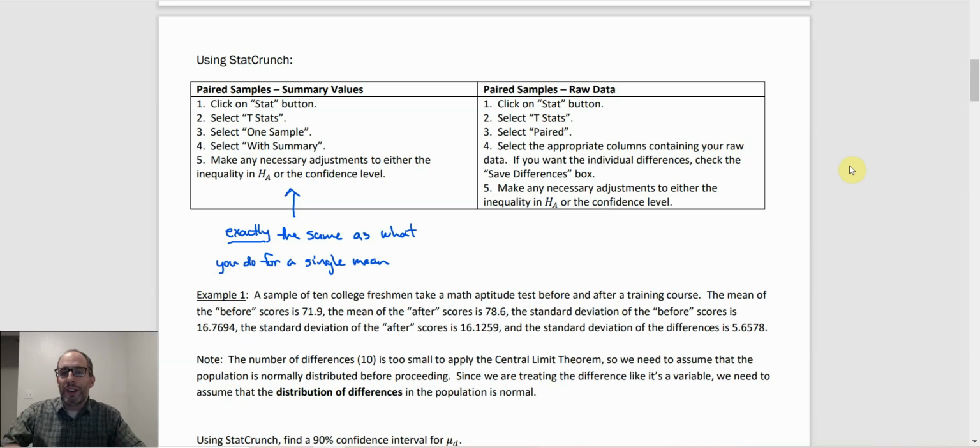The raw data is a little bit different. You go to the same menu, so you go to stats and then t-stats, but then you would pick paired, and then you just specify the columns where your data are. So you'll have two columns where maybe the before measurements are in the first column and the after measurements are in the second column. You just pick your two columns and do it like that. It's not too bad. We'll go through an example of it in a little bit. But first, we'll do it with a summary.